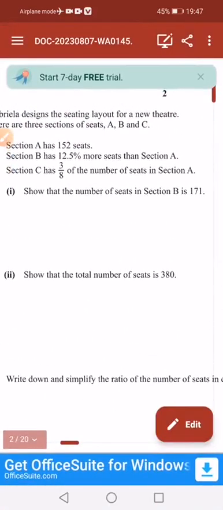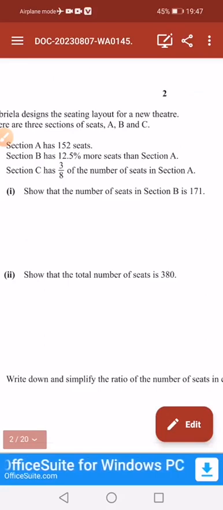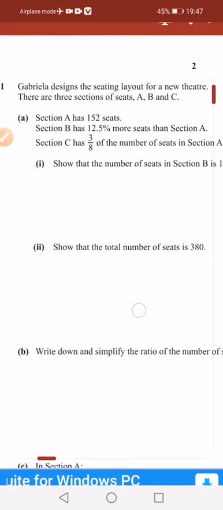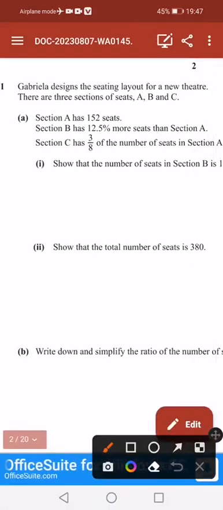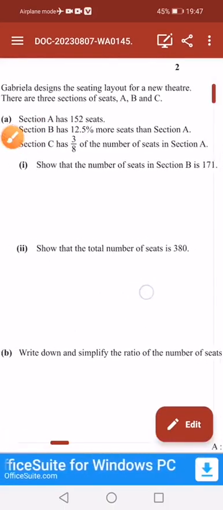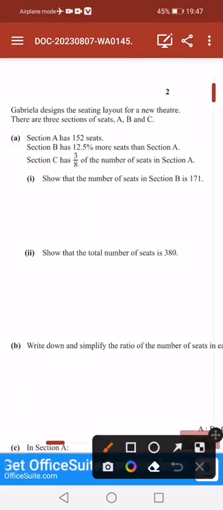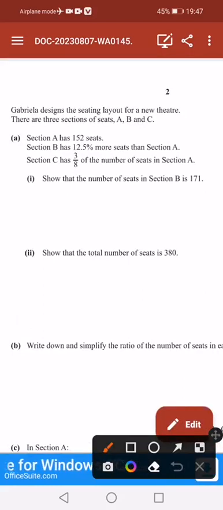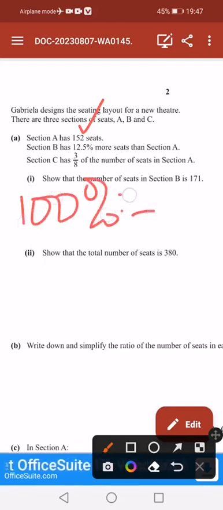When the question says show that, this is very simple and straightforward. If they are saying show that, in other words, you are going to work out how it is done. So if they are telling you that section A has 152 seats, then section B has 12.5% more seats than section A. In other words, they are saying this 152 is equivalent to 100%. Okay, so 100% is equal to 152 seats.